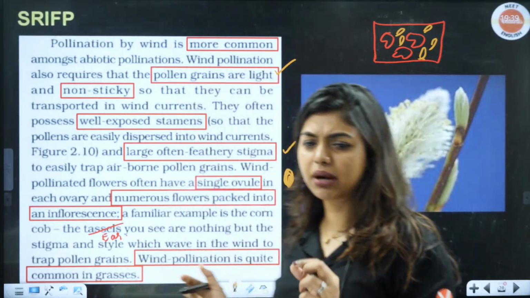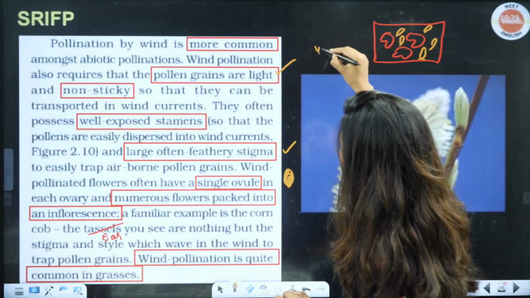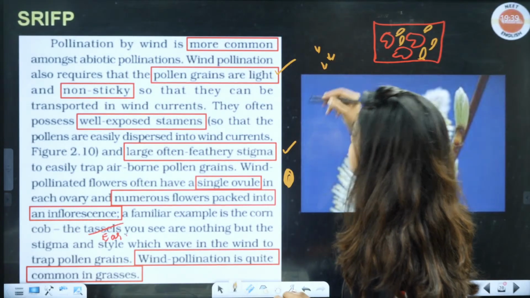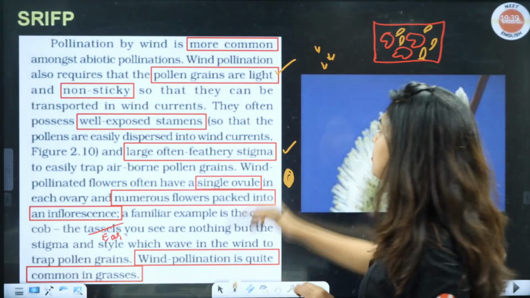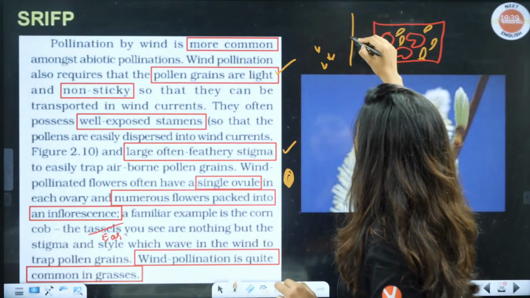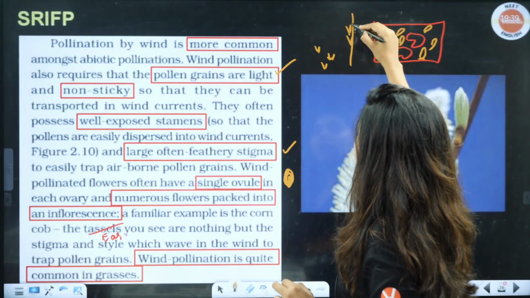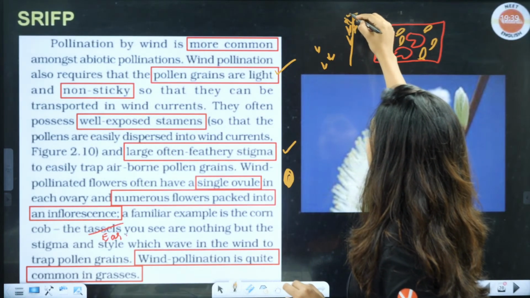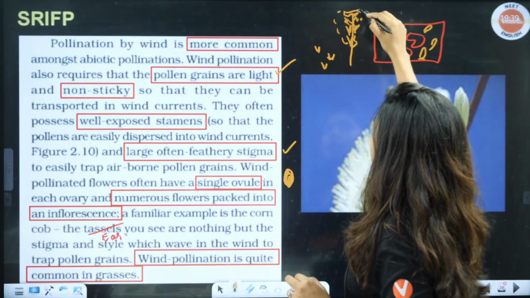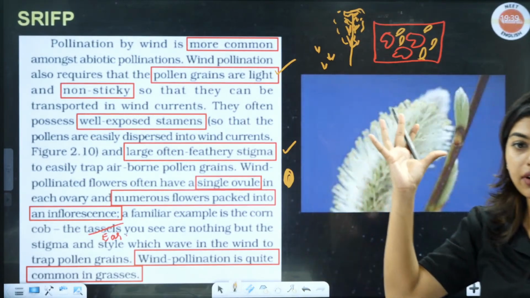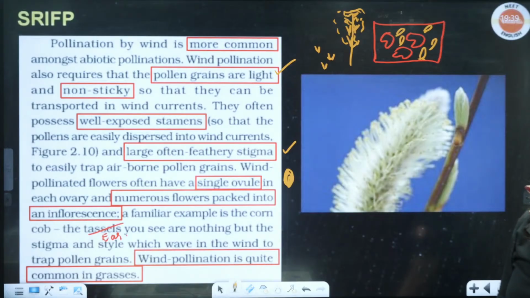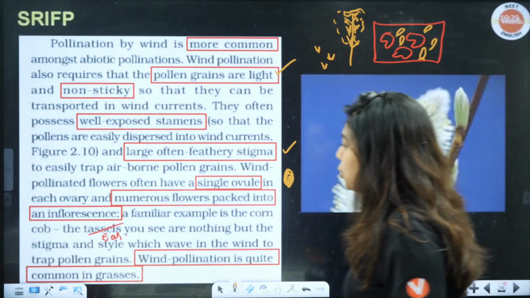So students, just imagine small flowers. With such small flowers, it is very difficult to transfer pollen grains. So they will all form an inflorescence. That means they will all cluster together and then they will look like one whole bunch of flowers. Clear to all of you?